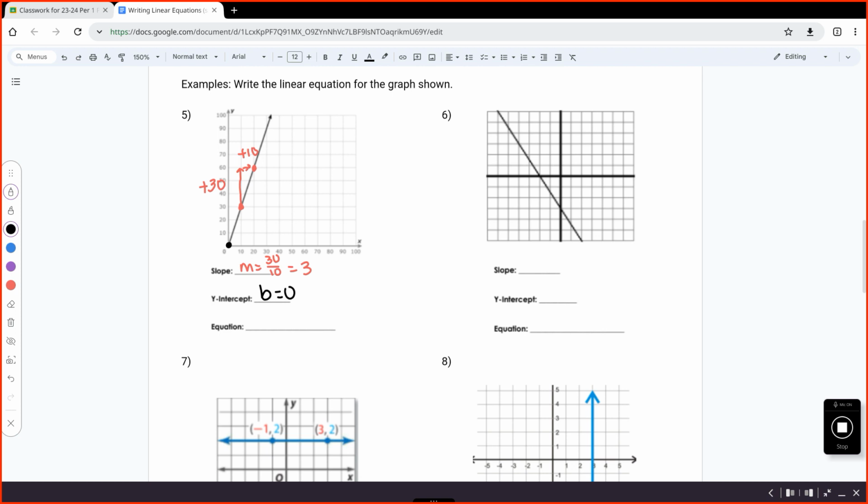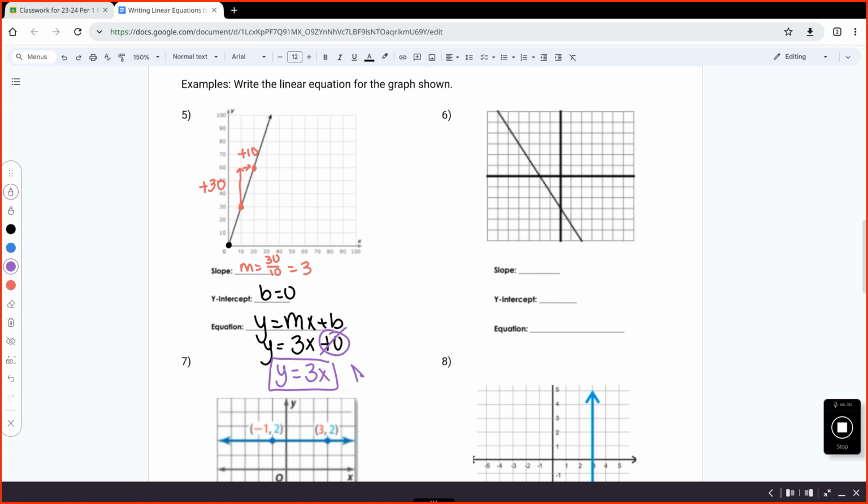So our equation of our line, y equals mx plus b. We're going to replace m with 3, and we're going to replace b with 0. Now, this plus 0 is unnecessary. You have y equals 3x. If you have the plus 0, it's just extra. It's not wrong, but it is extra.